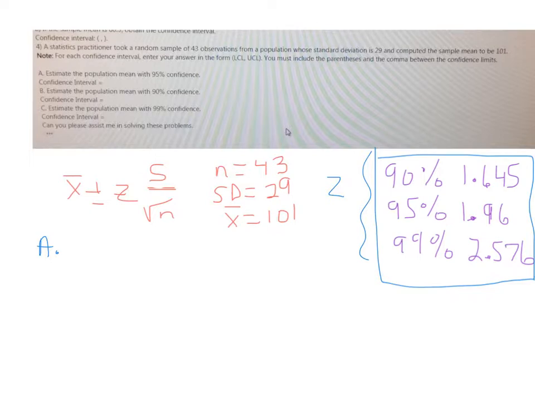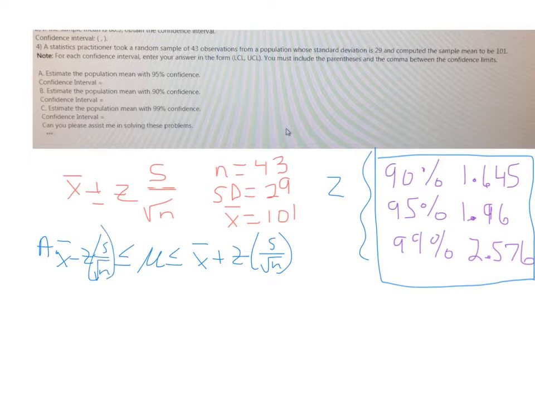For a 95% confidence interval, we're using a z-score of 1.96. So that means that mu is going to be in between x bar plus your z-score times s over root n, or x bar minus your z-score times s over root n, like this, okay?